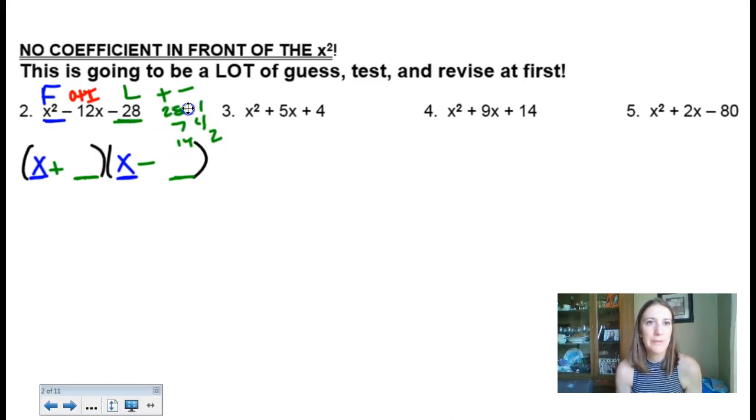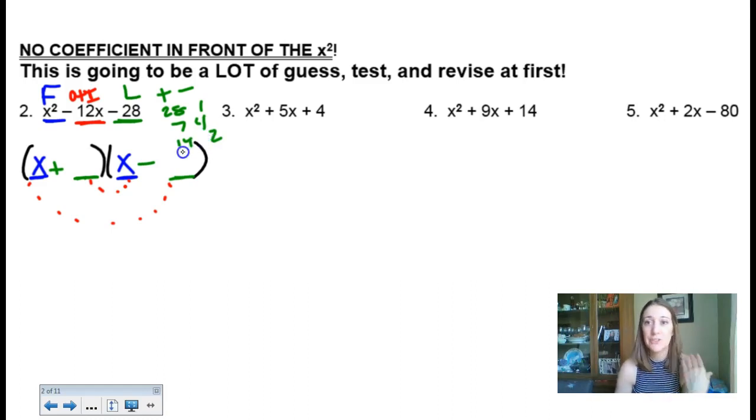So if I think about my signs as being one plus and one minus, and I look at all my number combinations here, the last part of the puzzle is that when I multiply this outside arch and I multiply this inside arch, they have to add up to negative 12x in the middle. So when I think about my number combos, 28 and 1 will not do that, neither will 7 and 4. I think 14 and 2 will do it, but you have to be careful who's negative.